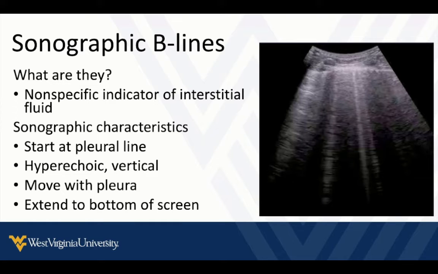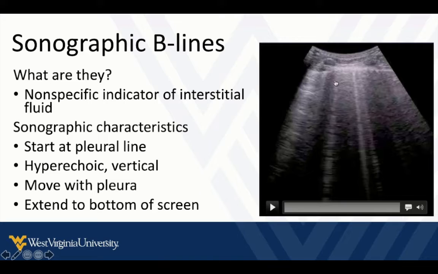So the primary finding in pulmonary edema is going to be sonographic B lines. So what are B lines? Well, they're non-specific indicators of interstitial fluid. So just themselves, they don't represent pulmonary edema, they represent interstitial fluid. Importantly to recognize them, they start at the pleural line. So here we see ribs, and there's little shadows from the ribs. These B lines start at the pleural line, they should not be above, and they go pretty much all the way down to the bottom of the screen.